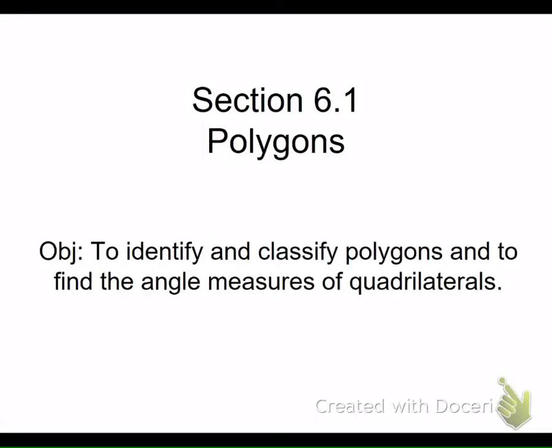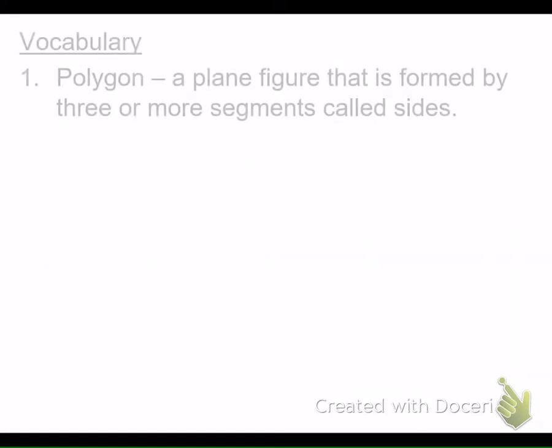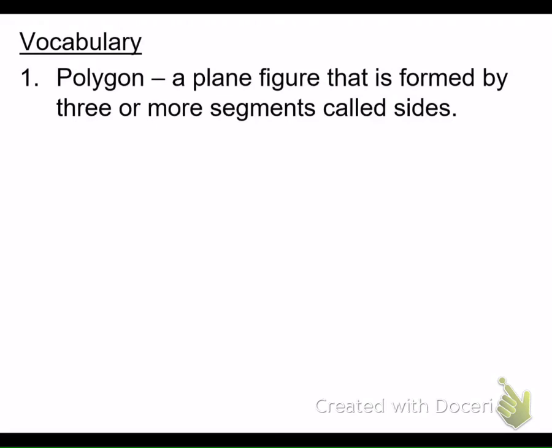All right, we are doing the first section of chapter 6 today. It's all about polygons. So we are going to identify and classify polygons. We're also going to find the angle measures in quadrilaterals. So we'll talk about what quadrilaterals are first, and then we'll talk about the angle measures.